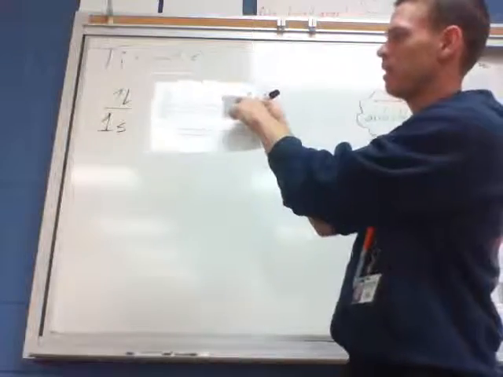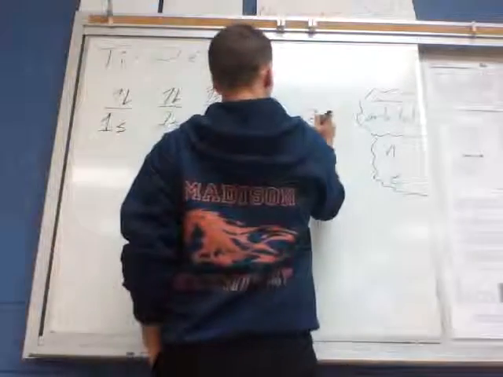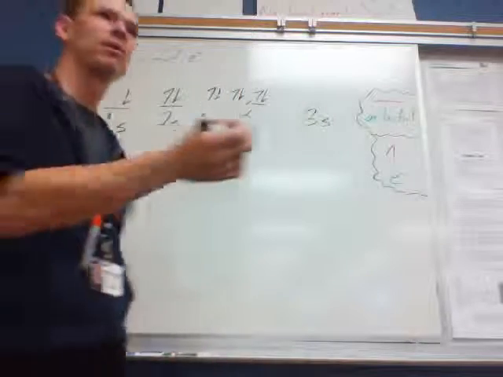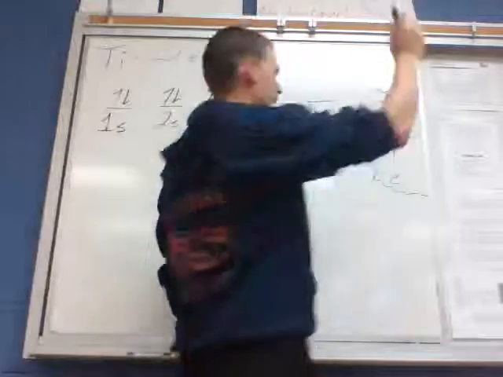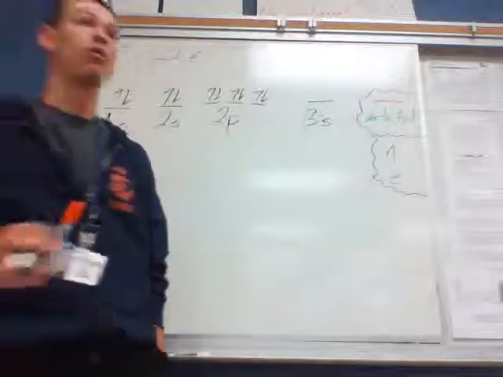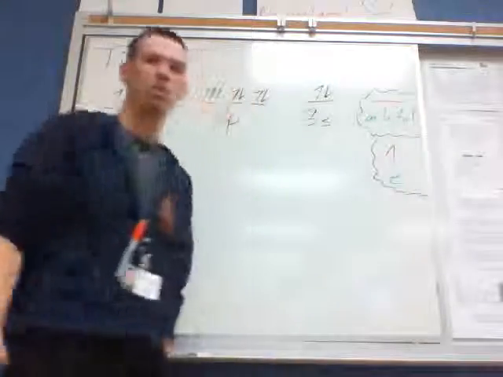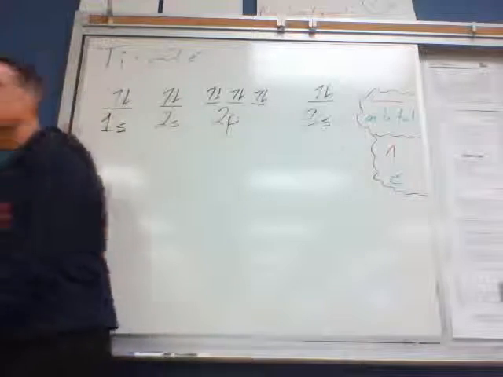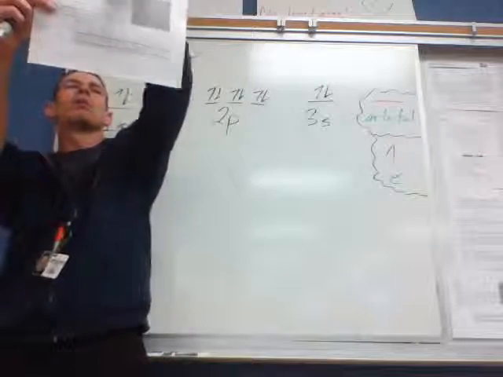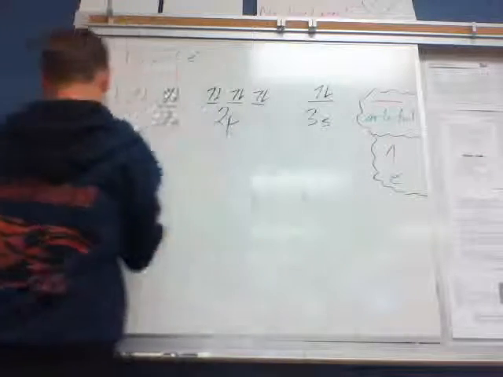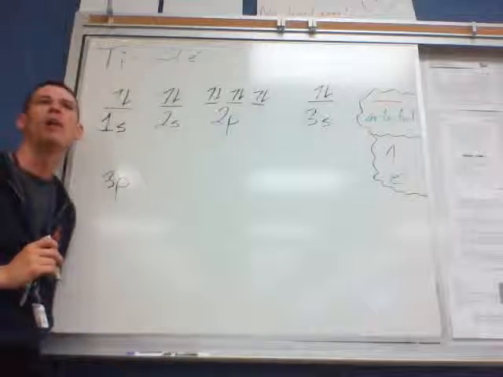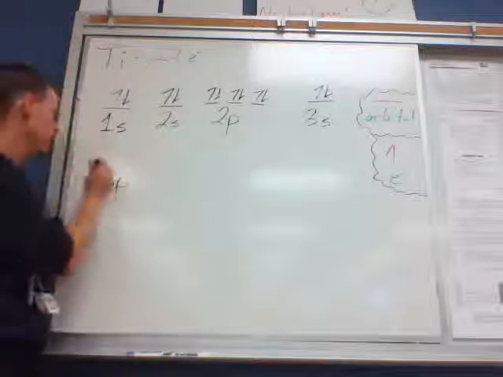What comes after 2p? 3s. Remember, we're reading it like a book. 3s. 1 orbital. I like it when someone knows what I'm about to ask. How many orbitals does an s have? 1. How many electrons fit in an orbital? 2. Make sure they're spinning opposite directions. After 3s comes 3p. How many orbitals does a p have? 3.